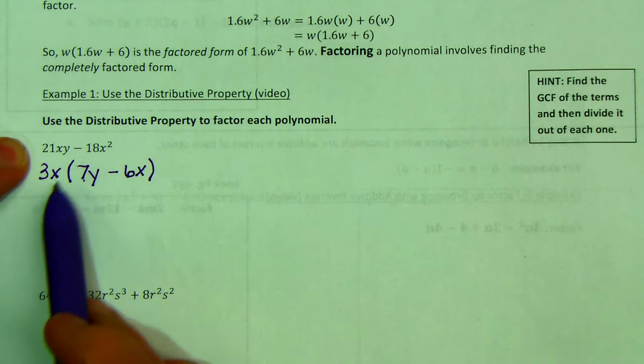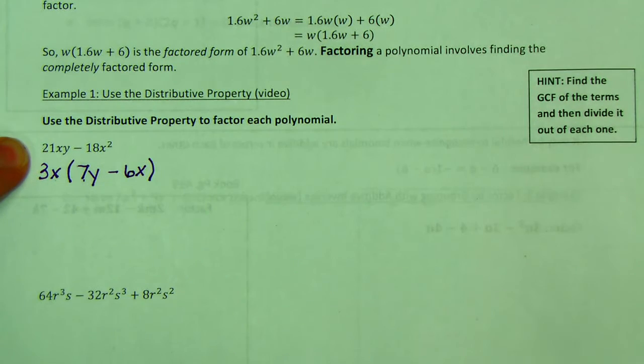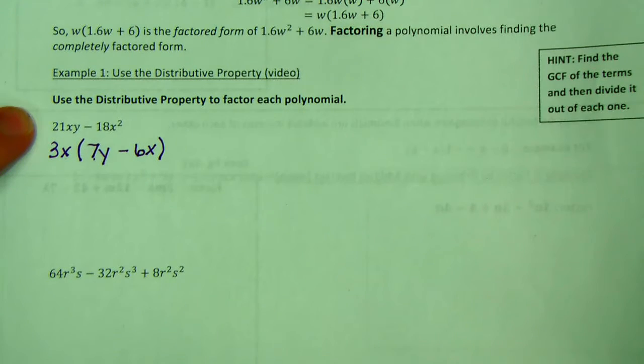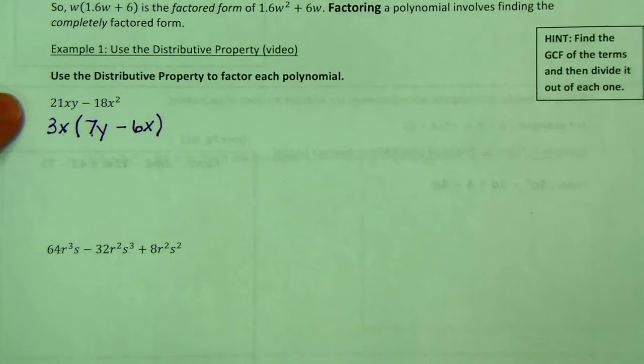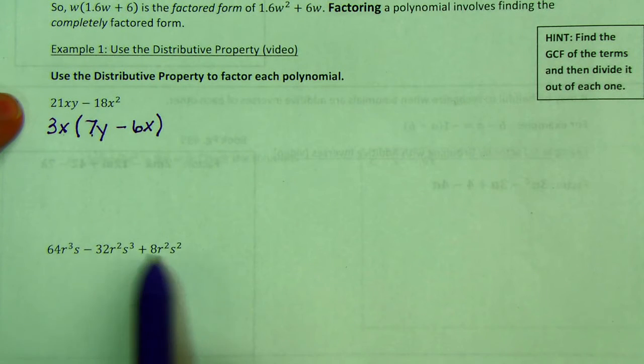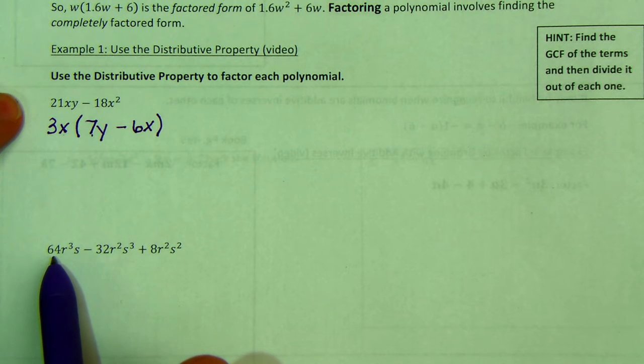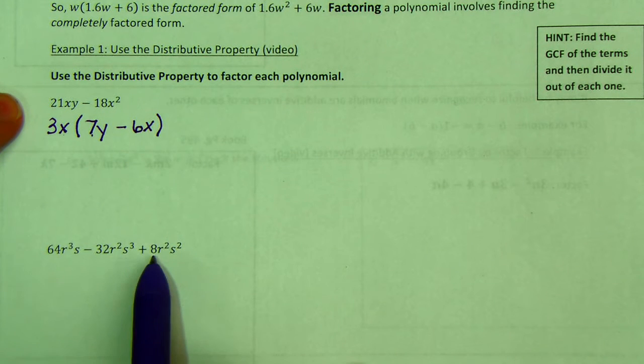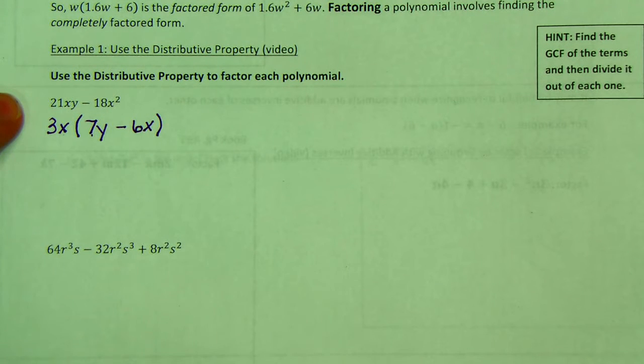Okay, let's look at the second one. We're looking at a trinomial here. First looking at 64, 32, and 8. All right. I always check the smallest number. Can I divide them both by 8? The answer to that is yes. So I'm going to take out an 8.